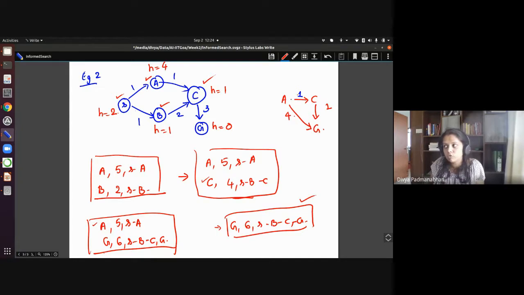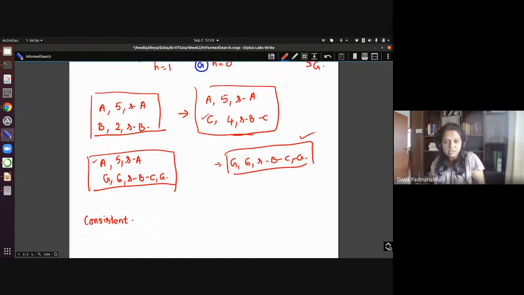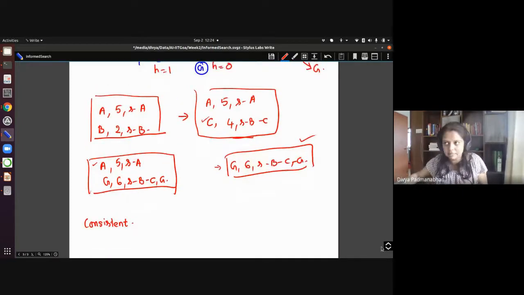If you go via C, the path from A to G, even via the heuristic, is going to be 2. But the heuristic told you that from A to G it is 4. So this is a problem. It's not consistent with itself. We'll see how to resolve this and what property needs to be satisfied, maybe in the next class.